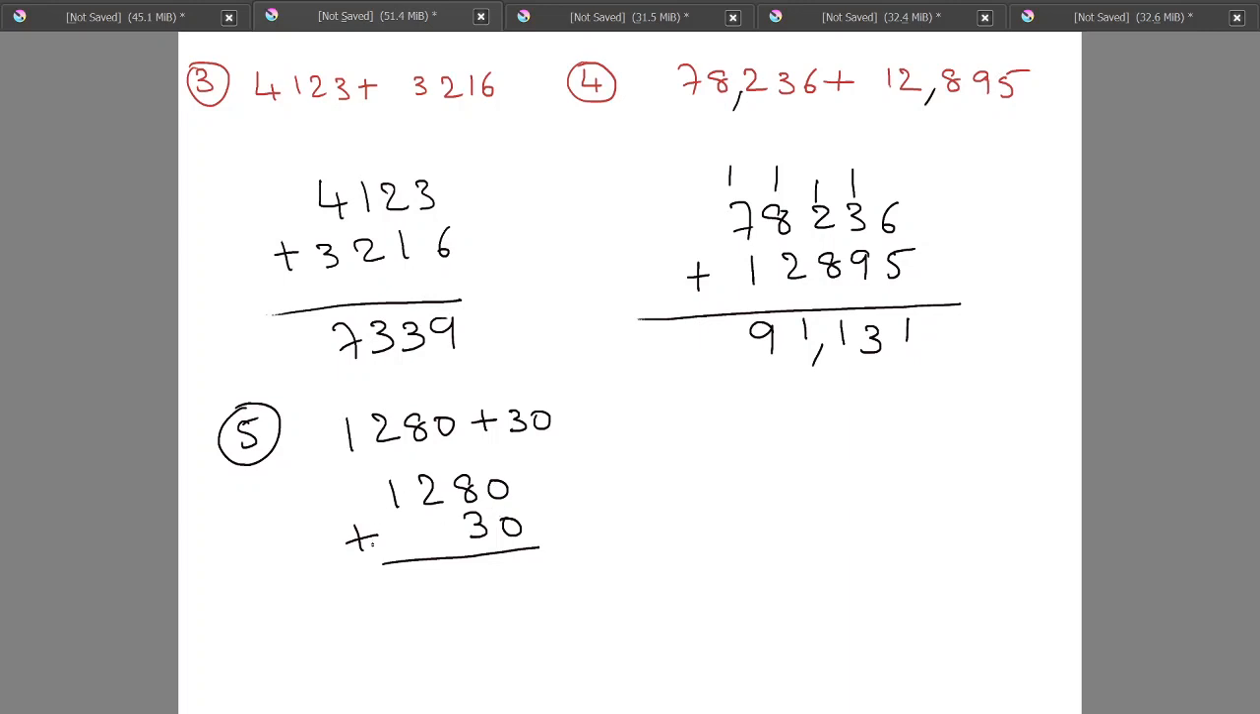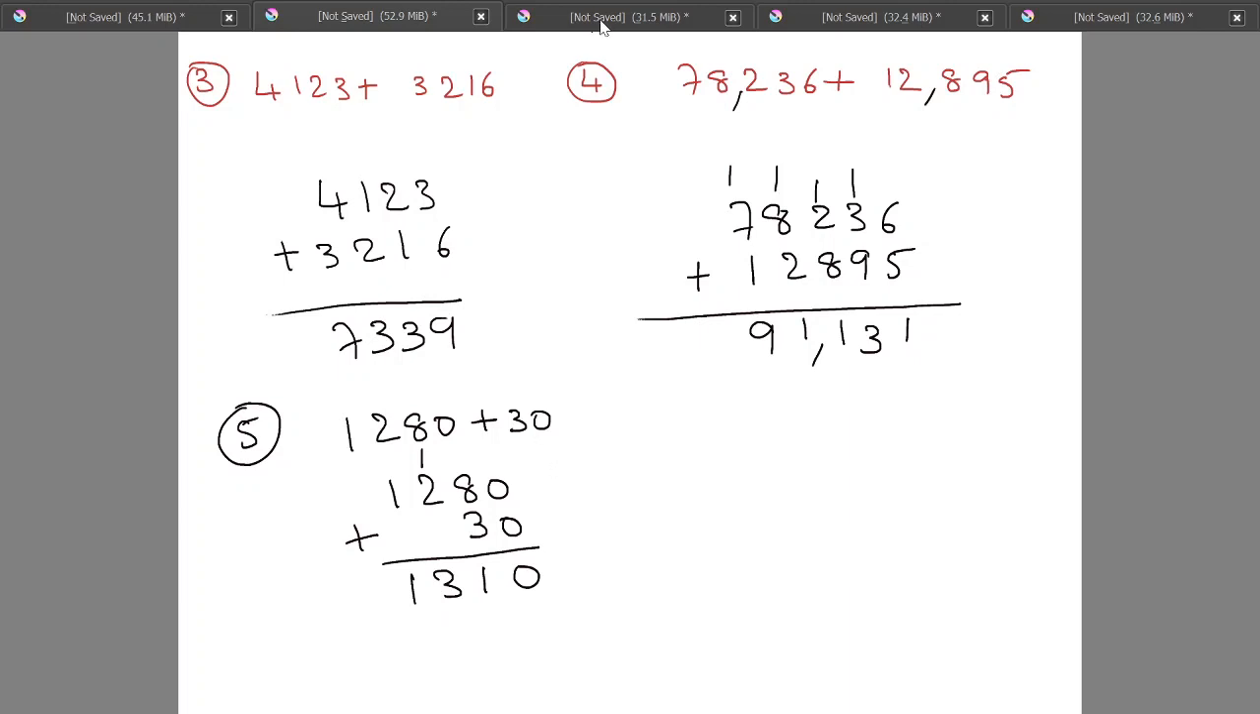If you are able to write this, then it's easy. So 0 plus 0 becomes 0, 8 plus 3 is 11, 1 here, 1 carry forward, 1 plus 2 is 3, and here there is nothing, so assume 0. So 1 plus 0 is 1. I hope there are no doubts in this.